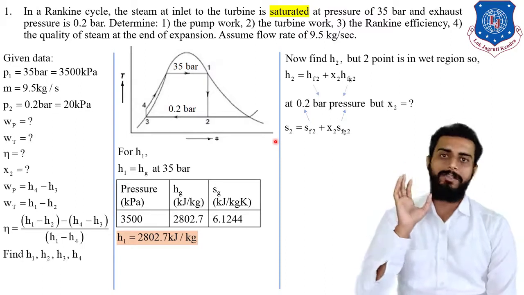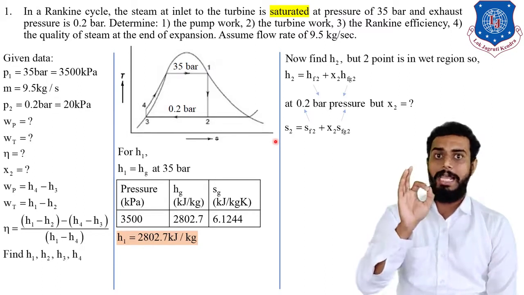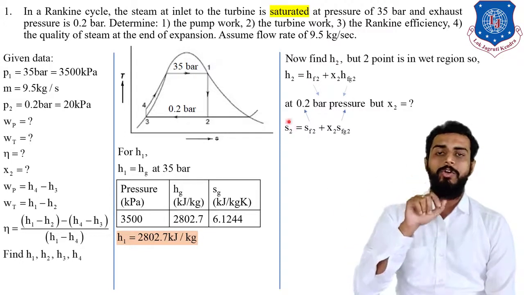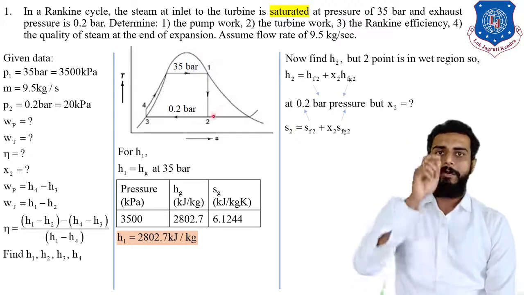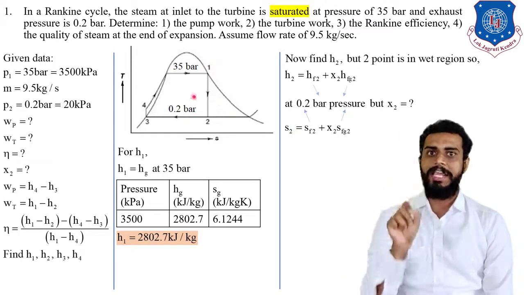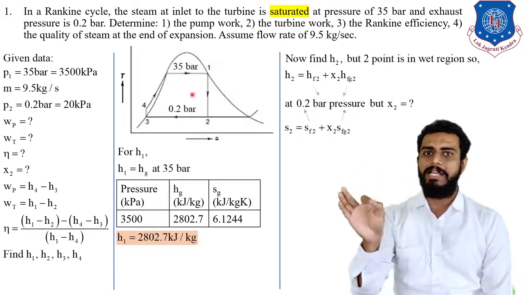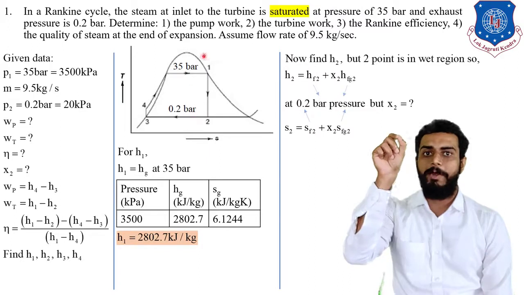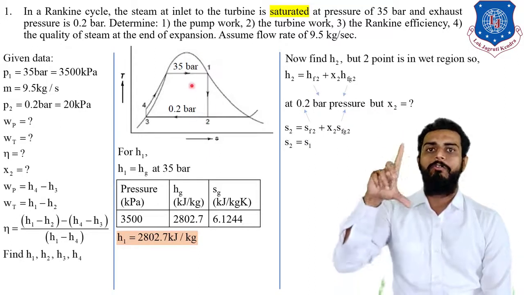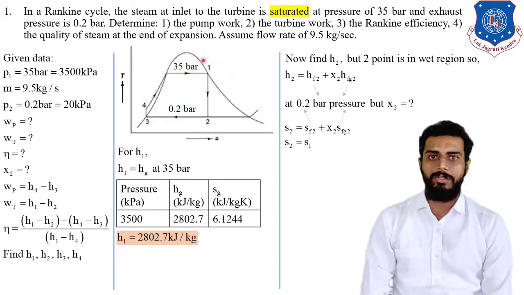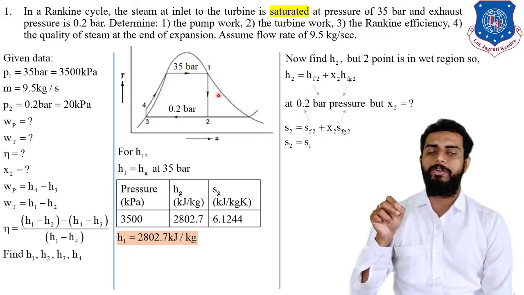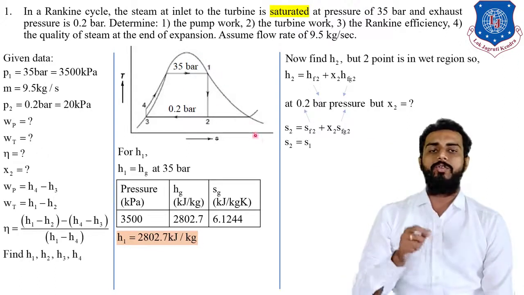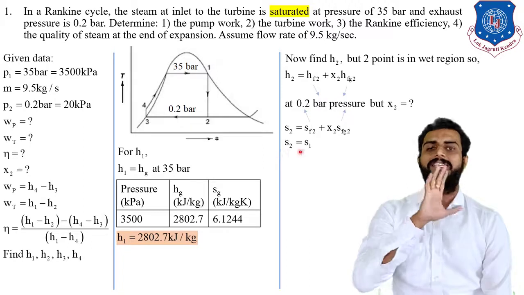Our aim is to find out X2, students. So I should know the S2 also. Now observe and think logically. Process 1 to 2 is drawn as a straight vertical line. What is the significance of a straight vertical line? The significance is that for both point number 1 and point number 2, your entropy will remain the same. So that means S2 and S1 will be the same.